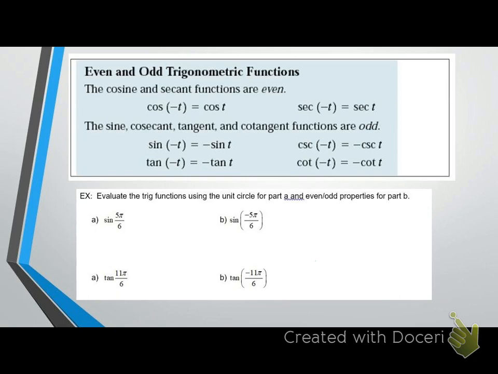Now, even and odd trig functions. Some of these guys are even, and some of these guys are odd. Okay? And what we mean by that: cosine and secant functions are even. That's because the cosine of a negative angle is equal to the cosine of the positive angle. They're going to be the same. And since secant is the reciprocal of cosine, hopefully it makes sense that it's going to be an even function also. But that's what it means to be an even function. If the cosine of the negative angle is the same as the cosine of the positive angle, then that's going to be an even function, right?